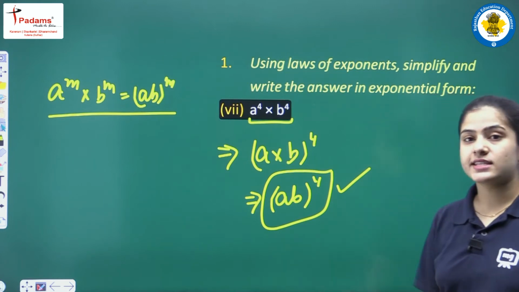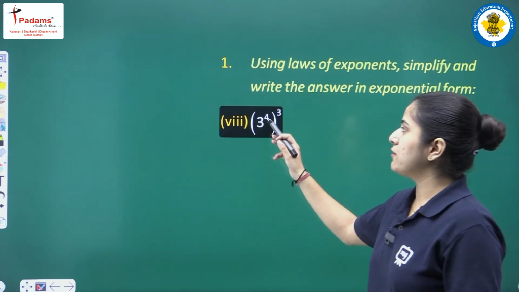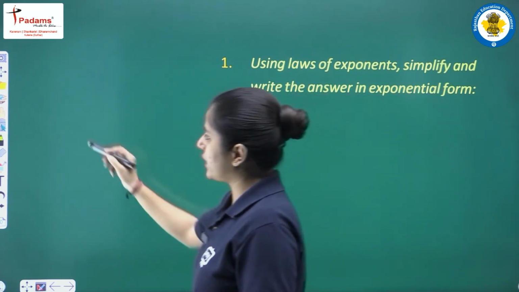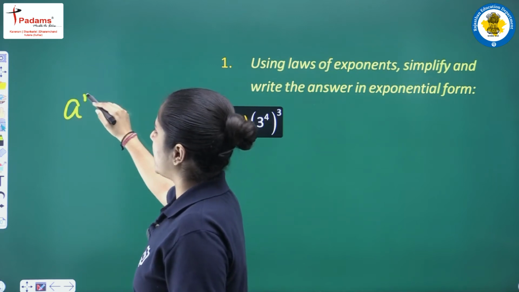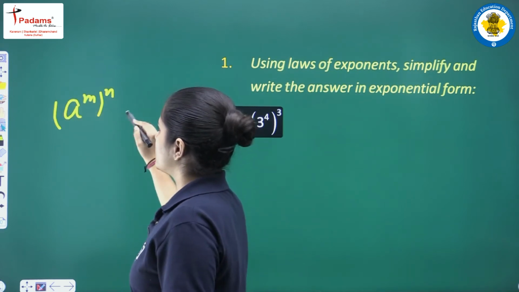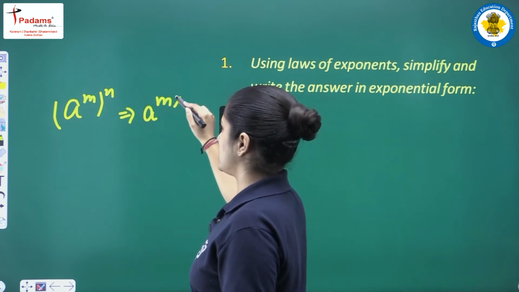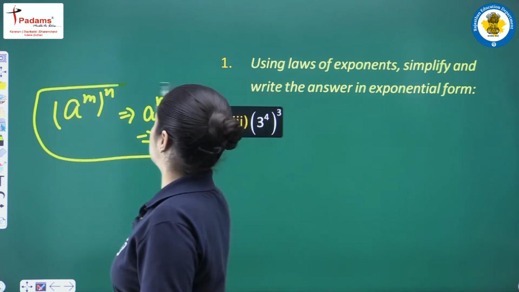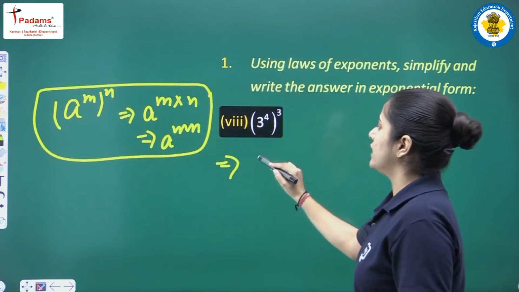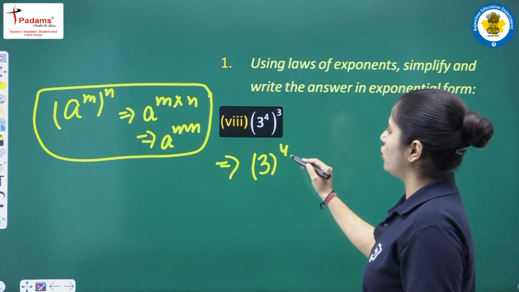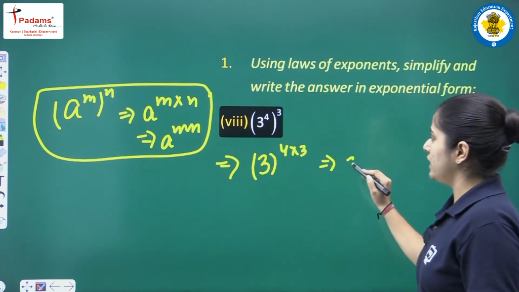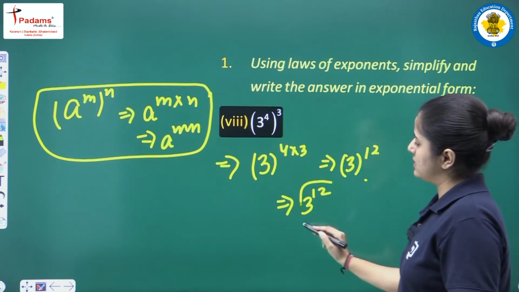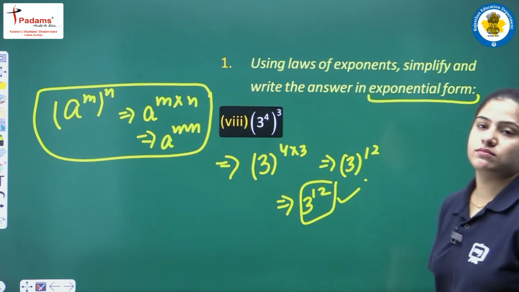Now students, looking at the next question, क्या है वो? 3 raised to power 4 raised to power 3, right? So it is the power of power question. So what is the formula of finding out the power of power? A raised to power m raised to power n. To solve this, we have to multiply the powers, right? That is a raised to power mn, and this is your law. So students, 3 raised to power, multiply the powers, that is 4 into 3. That is 3 raised to power 12. So 3 raised to power 12 is the answer that is in the exponential form, right students?